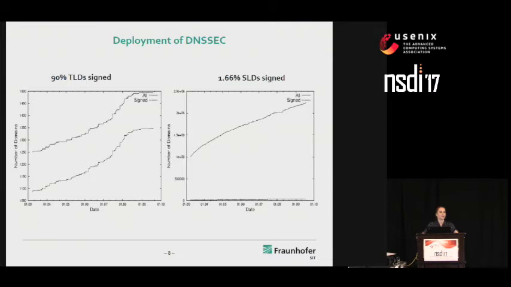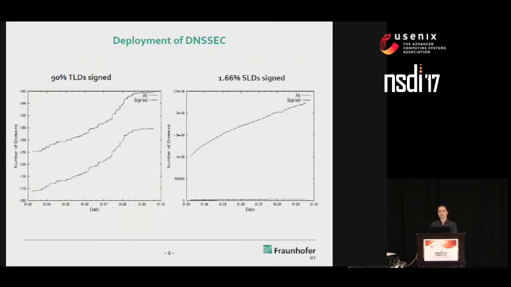So now 90% of top-level domains are signed. Why is that? Because there is an instruction from ICANN for automated domain signing. Nowadays, registrars have to enable automated domain signing for new domains. Therefore, when a new domain is registered, you can see that the growth in signed domains is similar to the growth of new top-level domains.